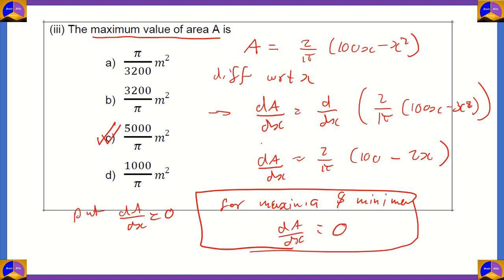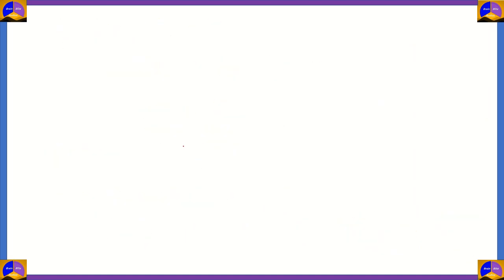So by deriving the equation for area, you get the value for x in the case for maxima and minima, and you need to find the maximum value, so just put the value of x in the equation A and you get the maximum value as 5,000 by pi meters squared.